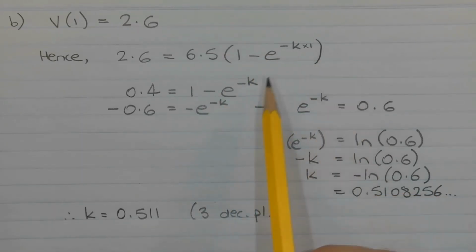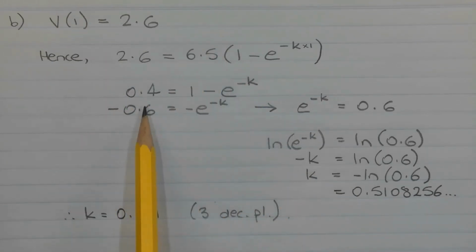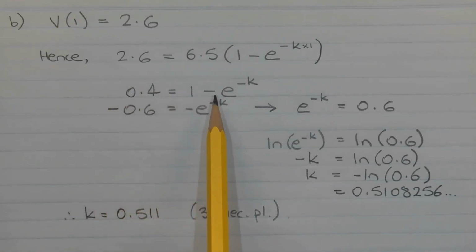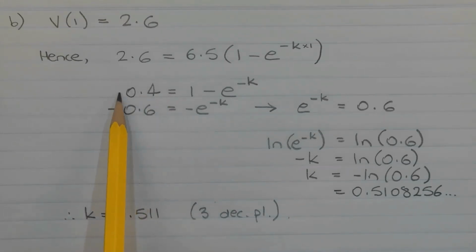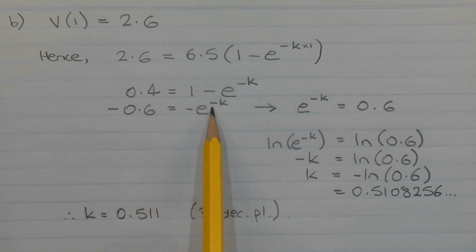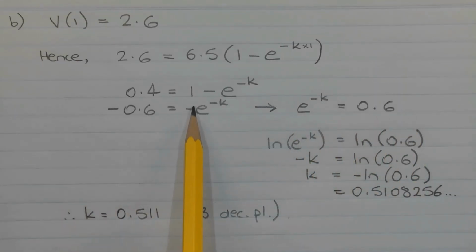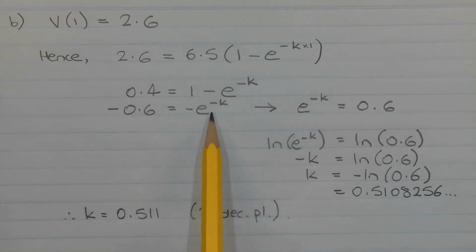Now, negative k times 1 is negative k, and we can divide 2.6 by 6.5 and we get 0.4. So the equation simplifies to 0.4 equals 1 minus e to the power of negative k. Subtracting 1 from 0.4, we get negative 0.6 is equal to negative e to the power of negative k. And we can rewrite that as e to the power of negative k equals 0.6. Since we have a negative here and a negative there, if we divide by -1, the 0.6 here becomes a positive, and the e to the power of negative k also becomes a positive.